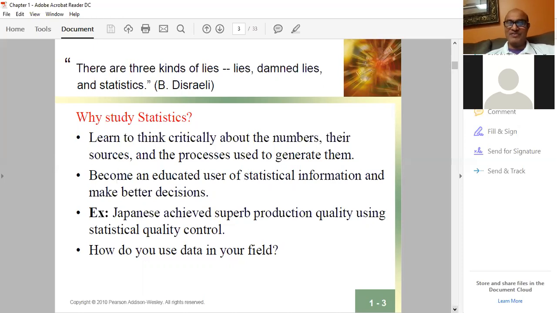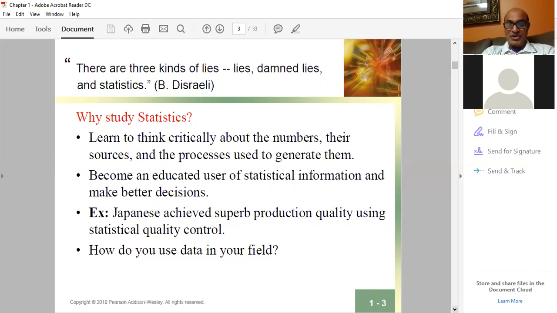Look at over here. The definition, actually there is no definition of statistics. But if you want to teach somebody in a very layman sense, I would say that if somebody is interested in learning critical thinking about the numbers and their sources, where the numbers are coming from, data analysis, and the processes used to generate them. How numbers are generated, what's the process, what's the real life application behind it, from where the numbers are generated. So that's what we mean by this one.